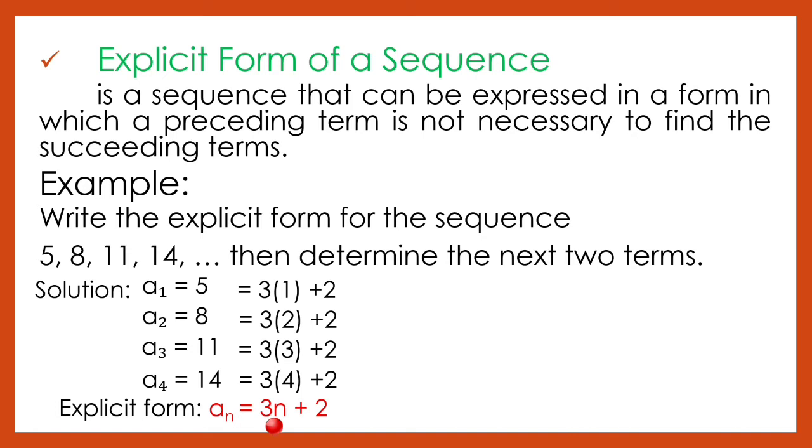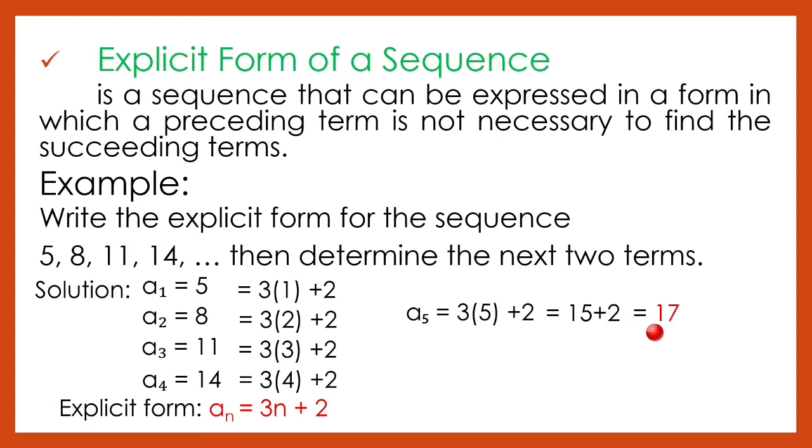In order to get the next two terms, we will use the explicit form. Substitute lang natin yung n. So, our next term is a sub 5. So, our n is 5. Substitute 5 to n. We have 3 times 5 plus 2. 3 times 5 plus 2 is equal to 15 plus 2. 3 times 5 is 15 plus 2. 15 plus 2 is equal to 17.